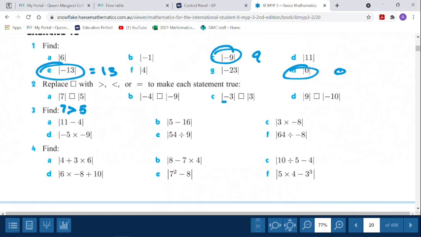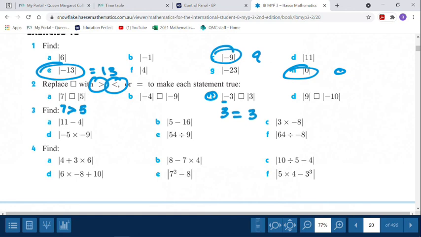Let's look at this one. Look at C. Absolute value of negative 3 is 3. Absolute value of 3 is 3. And so what symbol am I going to use? Equals, because those two numbers are the same. Okay? So always remember, with these symbols, the bigger part always toward the bigger number, smaller part, the point towards the smaller one, right? The mouth always eats the bigger numbers. Yeah? Okay.